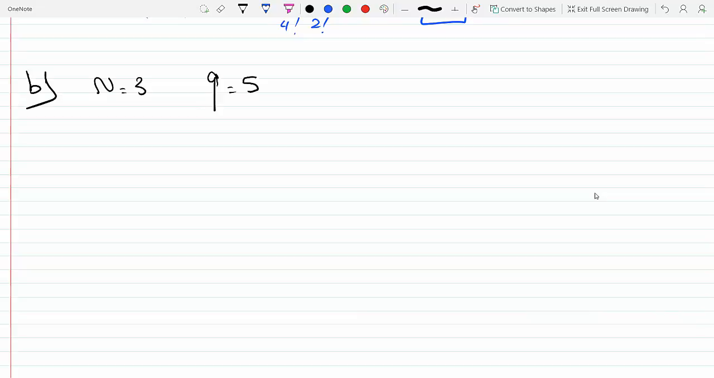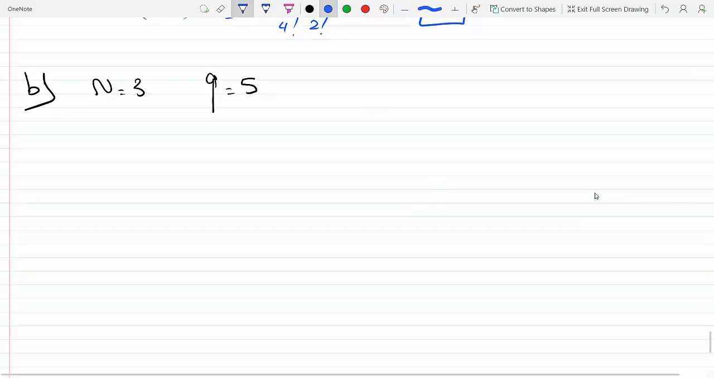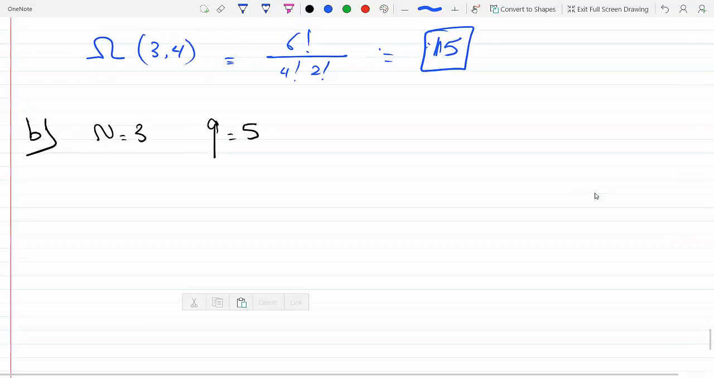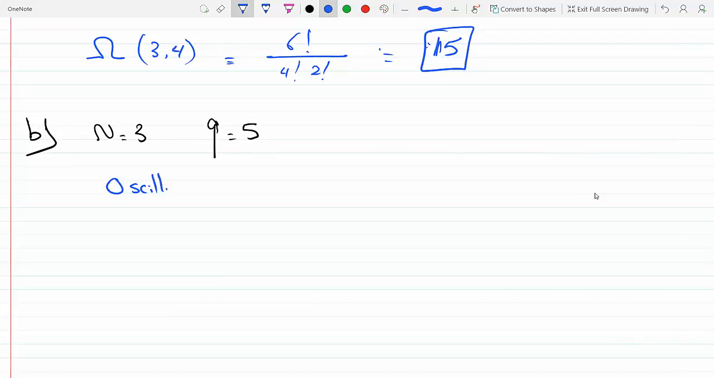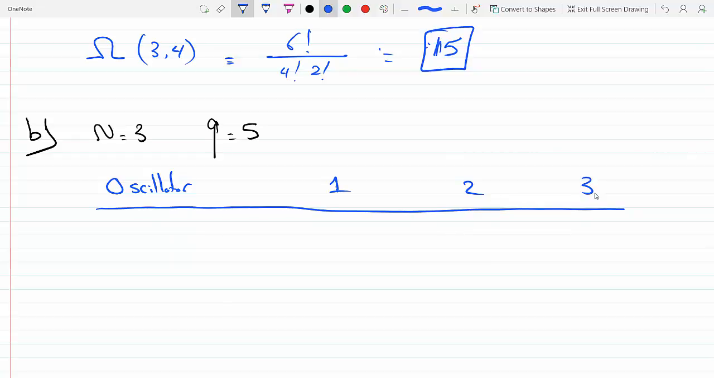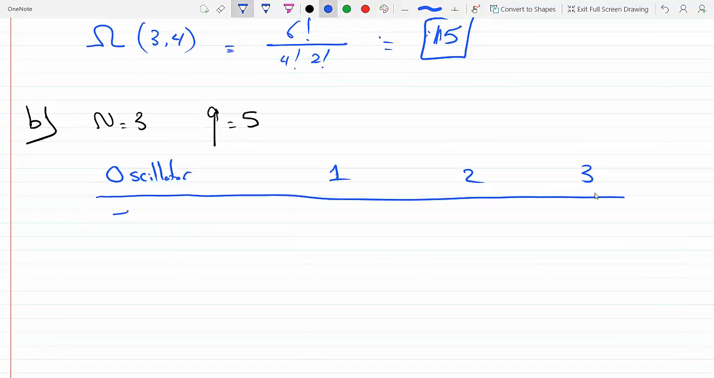So for example, let me try to elaborate this way. Maybe this would make more sense here, where we have n equals 3 and q equals 5. So if I were to do oscillator number 1, 2, 3, okay, and I'm gonna put the energy here.